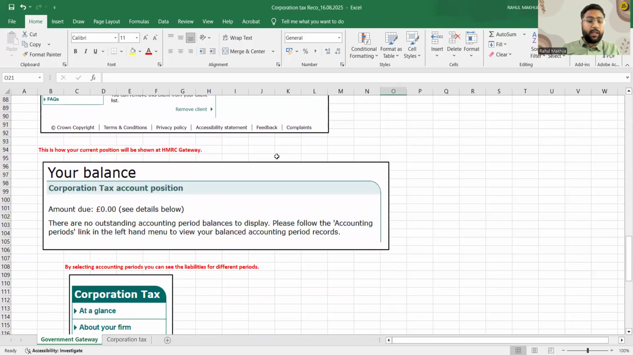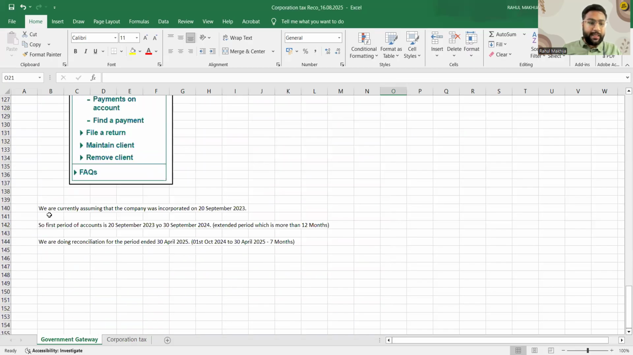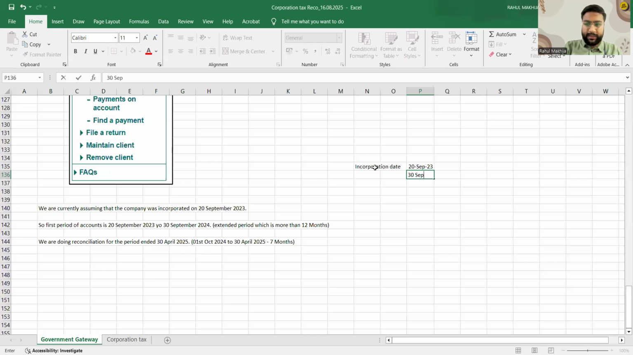But for our company, we are taking an assumption that the company was incorporated on 20th September 2023. So our company incorporation date we are assuming as 20 September 2023. And for the period ended 30 September 2024, it is more than 12 months. It is an extended period, which is 13 months.